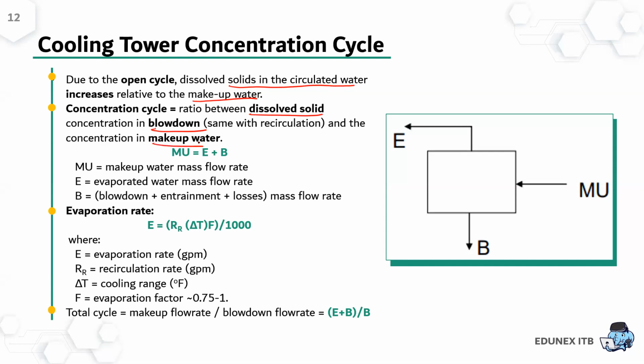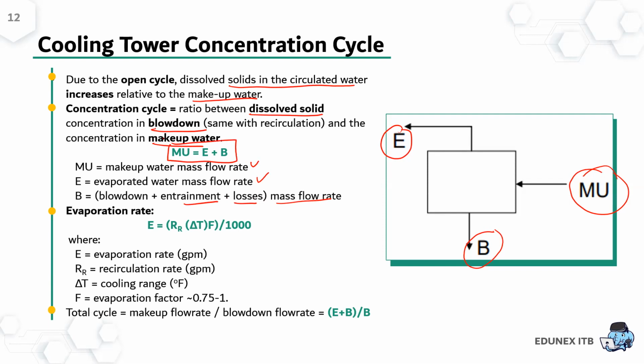So if we look at the flow diagram on the right hand side, we have a simple mass and energy balance. The makeup water equals the blowdown plus E, the evaporated water, where M is the makeup water mass flow rate, E is the evaporated water mass flow rate, and B is the other water loss, which can be affected by the blowdown process, entrainment from the windage and so on, and other losses, mass flow rate. Okay, so this is the basic formula to calculate the concentration cycle.